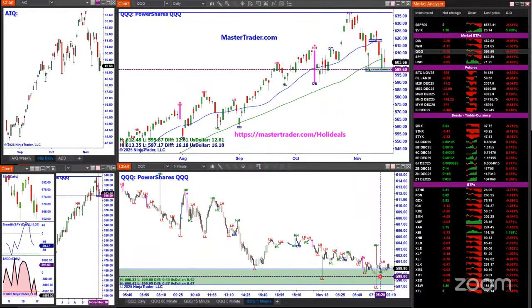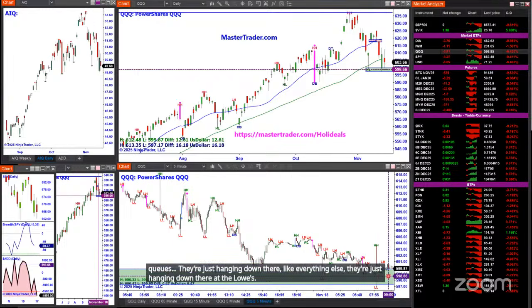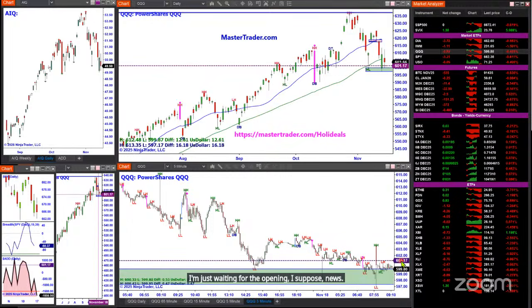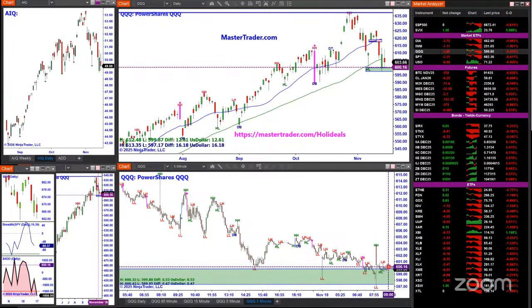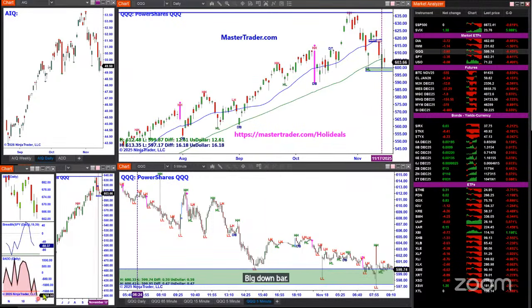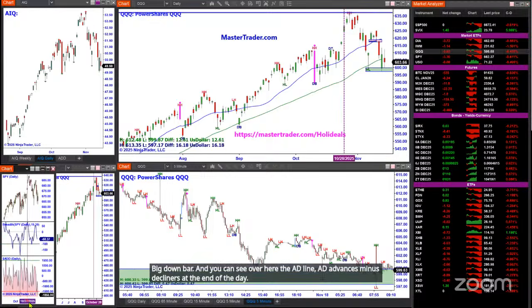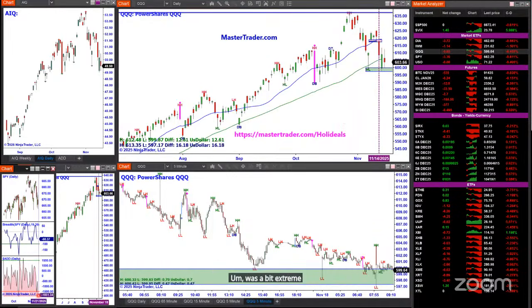Qs, they're just hanging down there. Like everything else, they're just hanging down there at the lows, just waiting for the open and I suppose news. Big down bar. And you can see over here the AD line, advances minus decliners at the end of the day, was a bit extreme. I mean, it was a lot of selling yesterday.